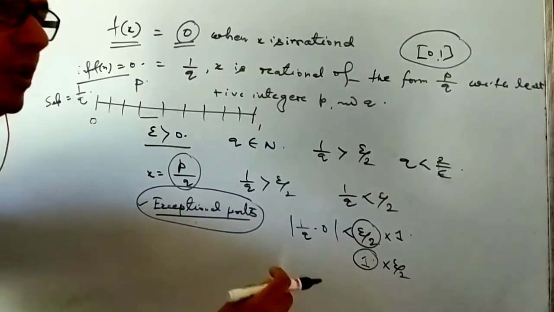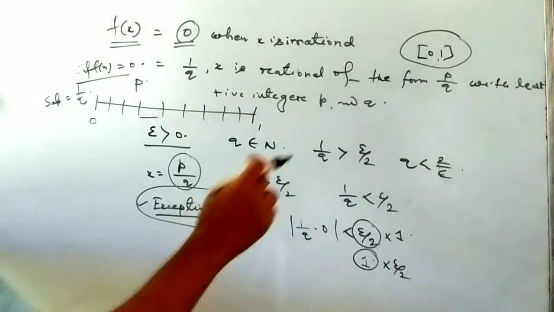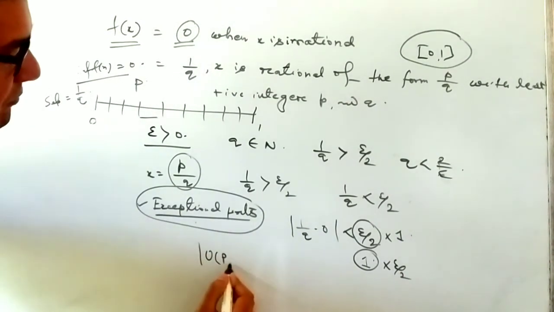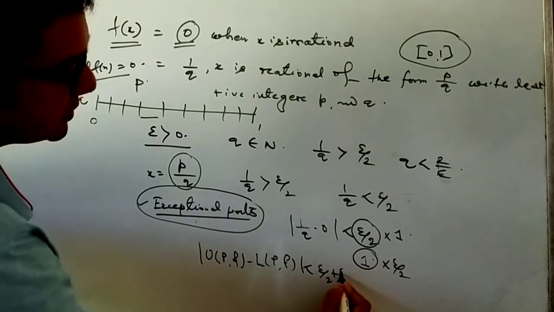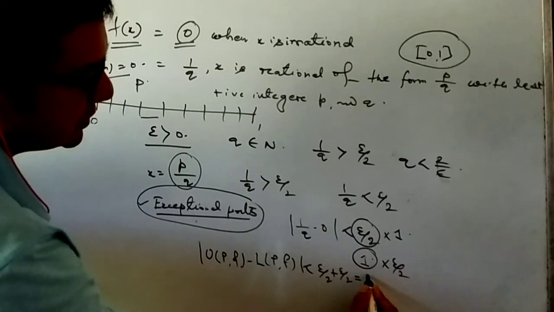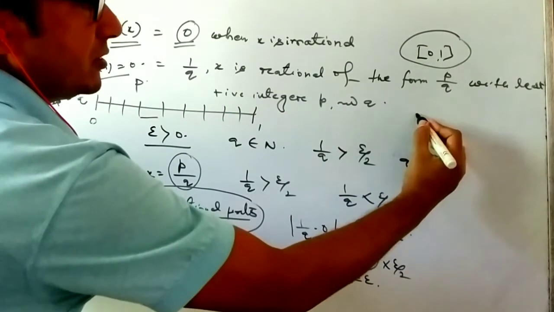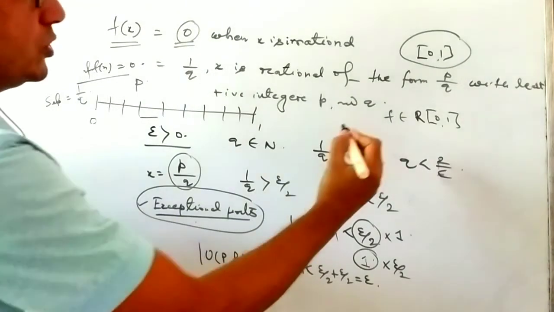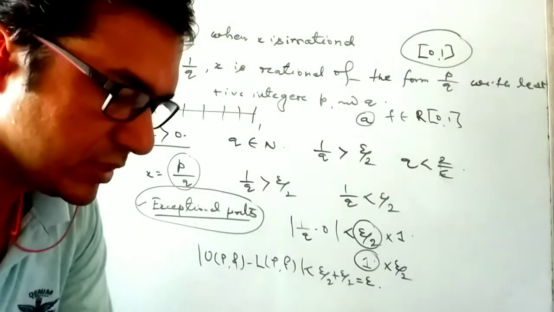So the total oscillatory sum, that is U(P,f) minus L(P,f), of the function f(x) in the interval [0, 1] is less than epsilon by 2 plus epsilon by 2, that is epsilon. So we say that it is R integrable. So option A is correct.